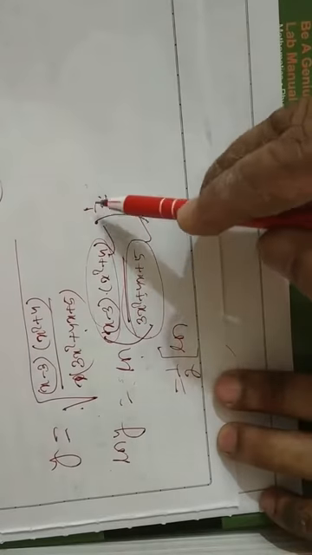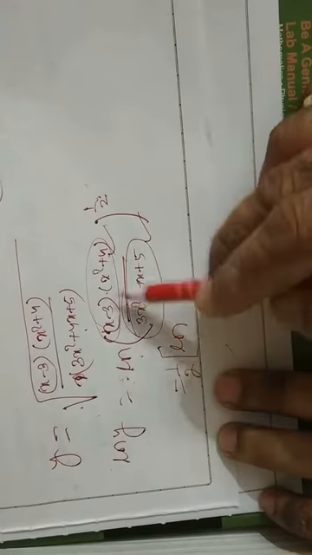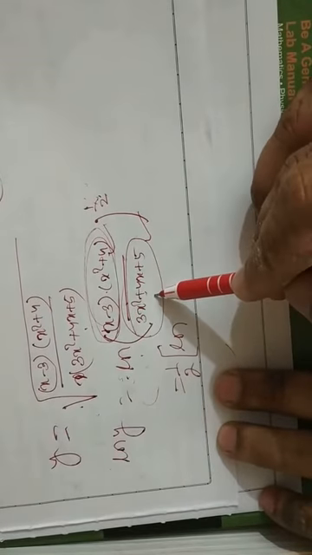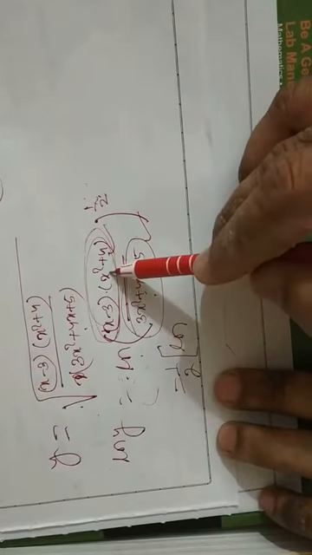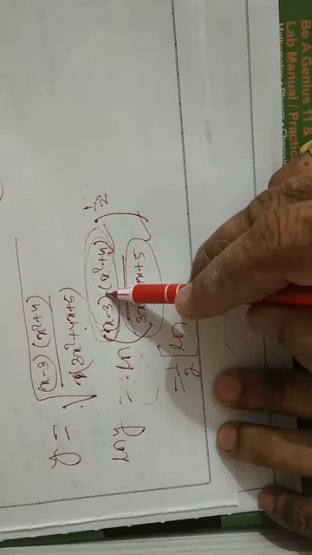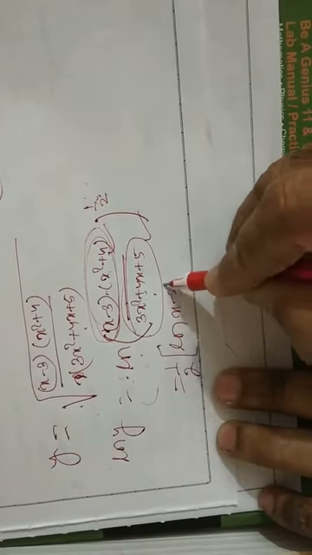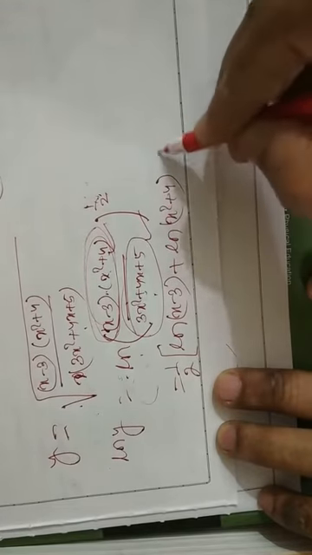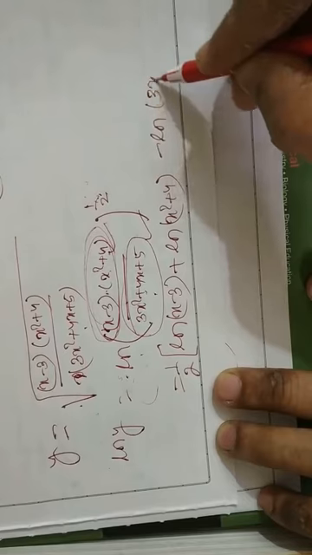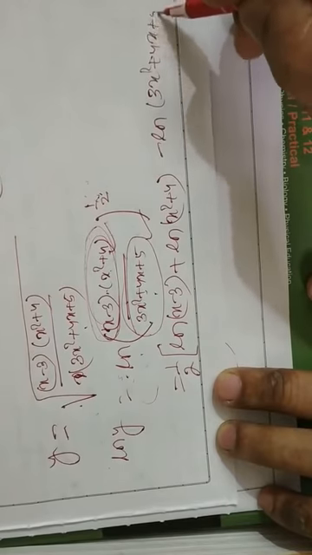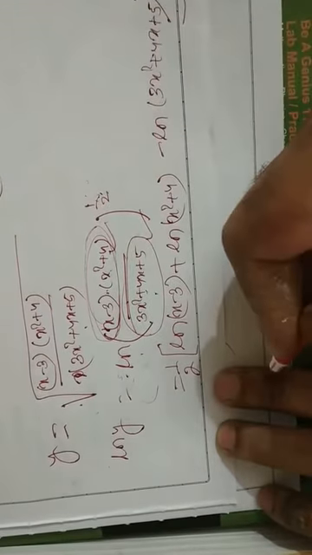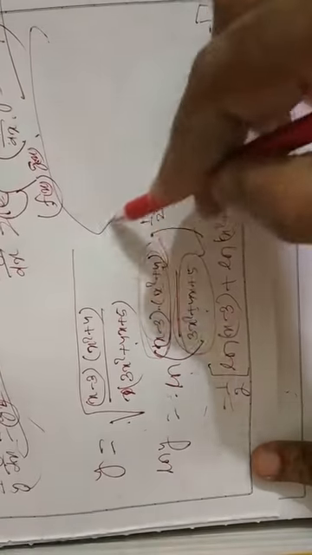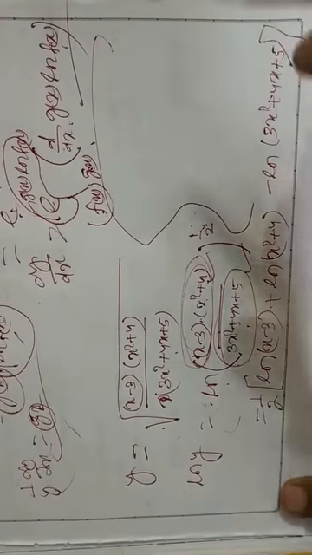Did it sink in? 1 by 2 came in front, m to the power n style comes in front, log of numerator minus log of denominator. What is log of numerator? It is a product, so log of x minus 3 plus log of x square plus 4 minus log of 3x square plus 4x plus 5. Getting the idea? Now I will do differentiation. When I do differentiation, you see what I am getting?